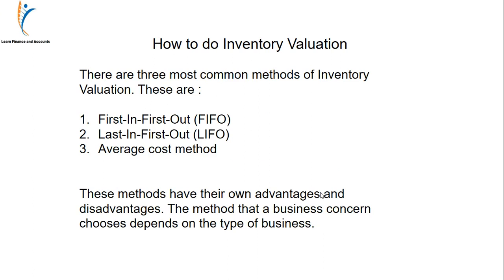Now we come to the question of how to do this inventory valuation. So there are three methods of doing inventory valuation, which are the most common methods used. There are other methods also, but these three are the most commonly used. These are first in, first out, which is called FIFO, then last in, first out, which is called LIFO, and the third is the average cost method. These methods have their own advantages and disadvantages also. The method that a business concern chooses depends upon the type of business that they are doing. Now we will discuss these methods in detail one by one.